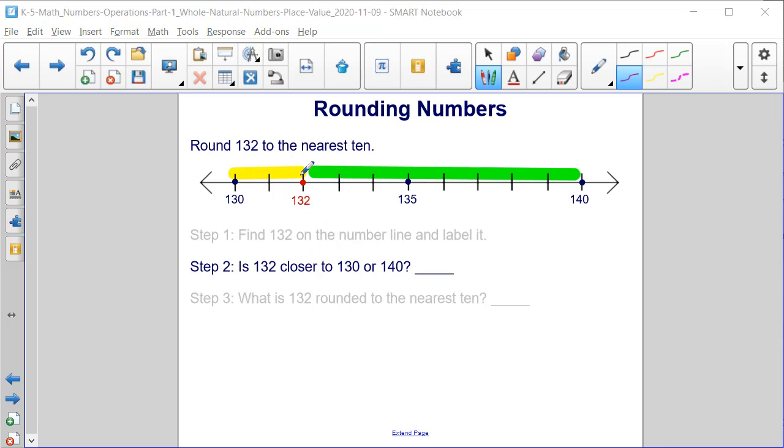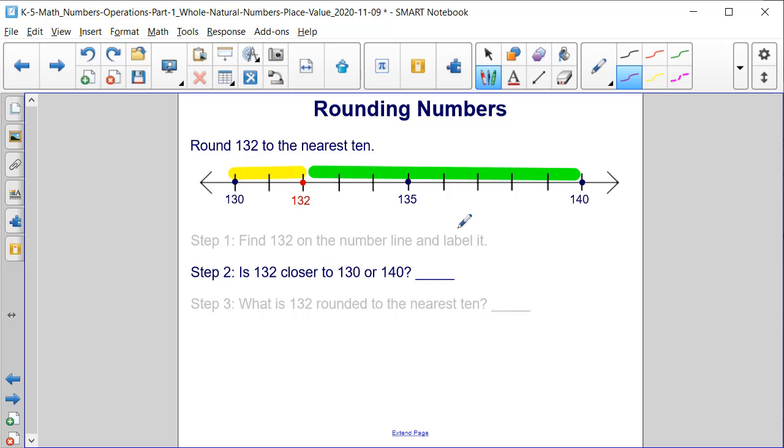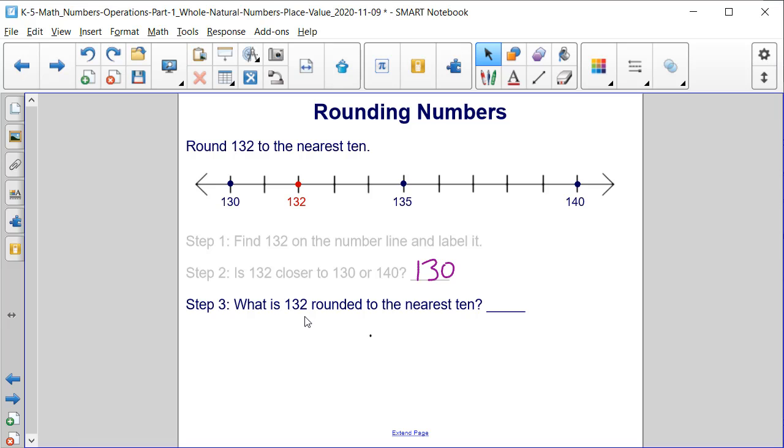Once we plot the number 132 on the number line, we can then ask ourselves the question, is 132 closer to 130, or is it closer to 140? Well, it's definitely closer to 130. Now we can actually complete the answer to this question. What is 132 rounded to the nearest 10? Well, the answer is what we had just found, where it's closer to, which is 130.